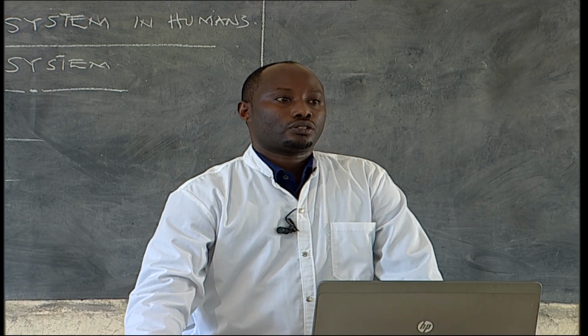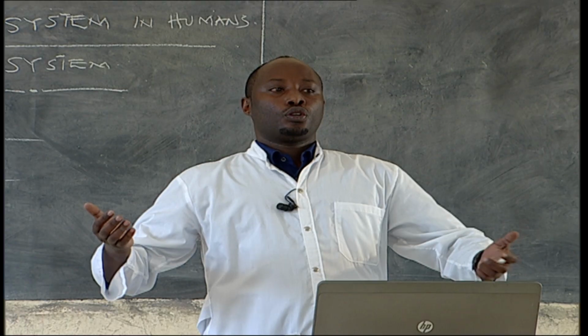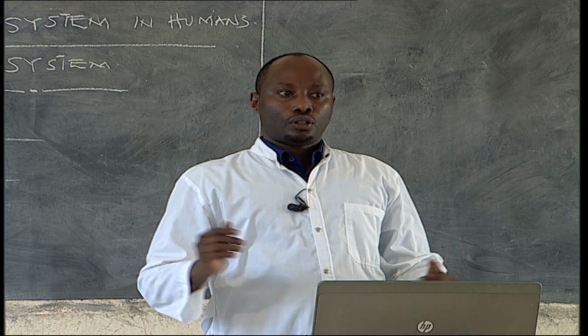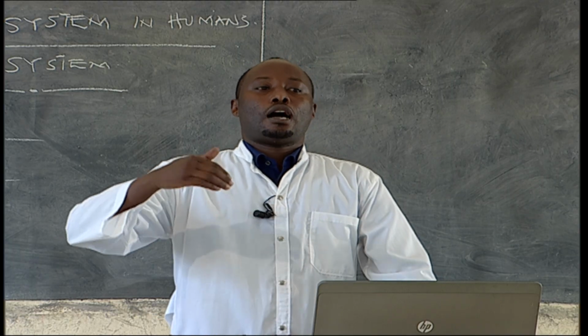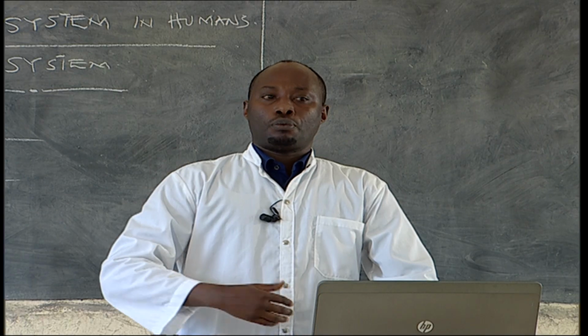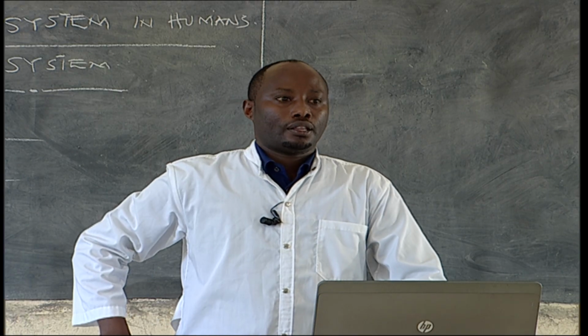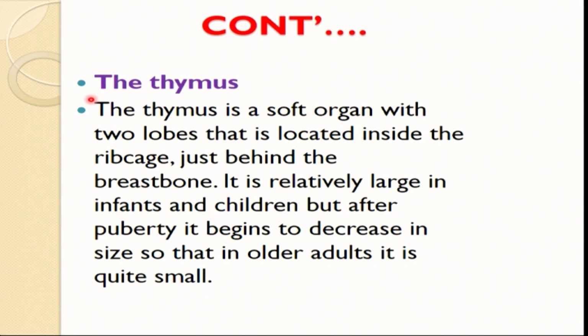We have the tonsils. Where are the tonsils located? Tonsils are two lymph nodes located on each side of the back of the throat, and they also help the body prevent infection. Then we have the spleen. The spleen is located in the upper left abdominal cavity, beneath the diaphragm and posterior to the stomach. The spleen is also very important for protecting the body against infection.